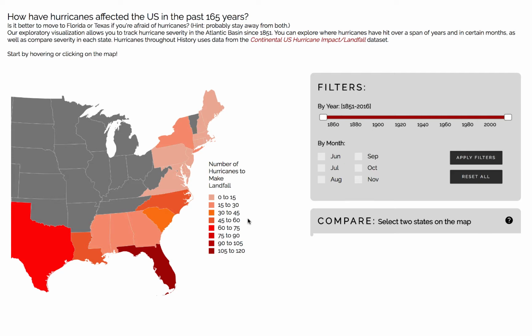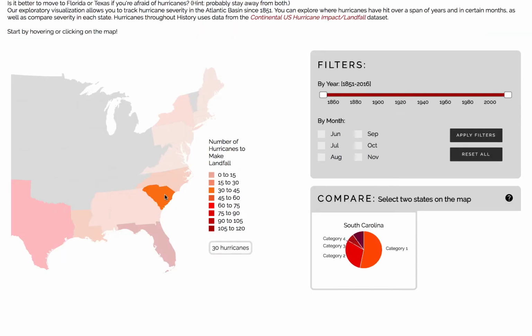the less hurricanes. By hovering over a state, you can see the number of hurricanes that have happened in that state, as well as a pie chart displaying the relative amounts of Category 1 through Category 5 hurricanes to have occurred in that state. By clicking on the state, you can select to add it to the compare area.